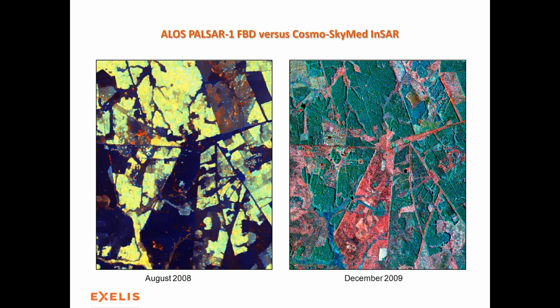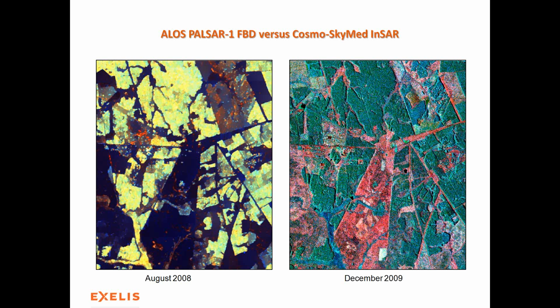And this is an example of the same area acquired 1 year apart with the ALOS Pulsar image on the left versus the Cosmos SkyMed image on the right. If you look about a third of the way up the image, you can see a small dark body of water to the left of the image, which is about here. And if you look down a bit, you can see a blue path going around a red speckled harvest area.